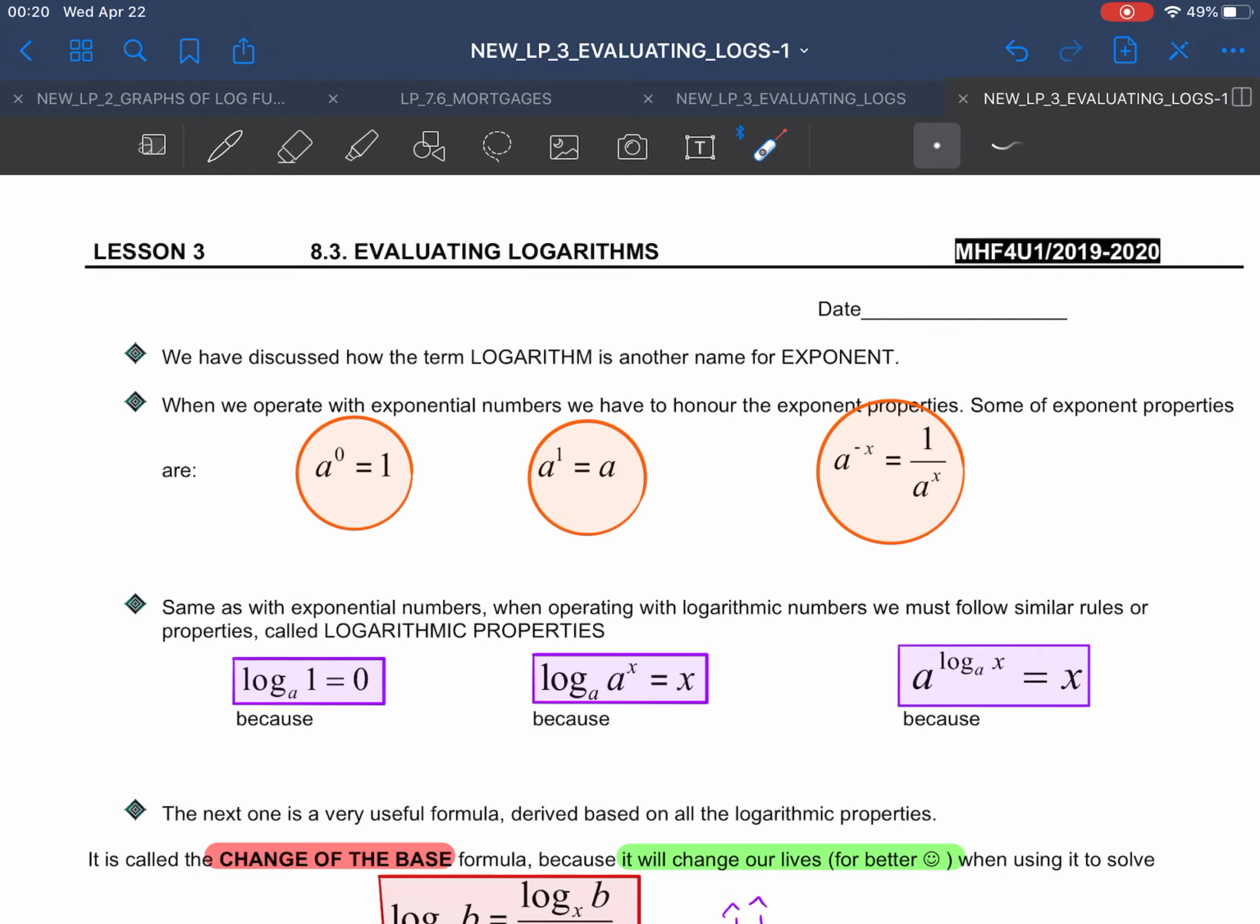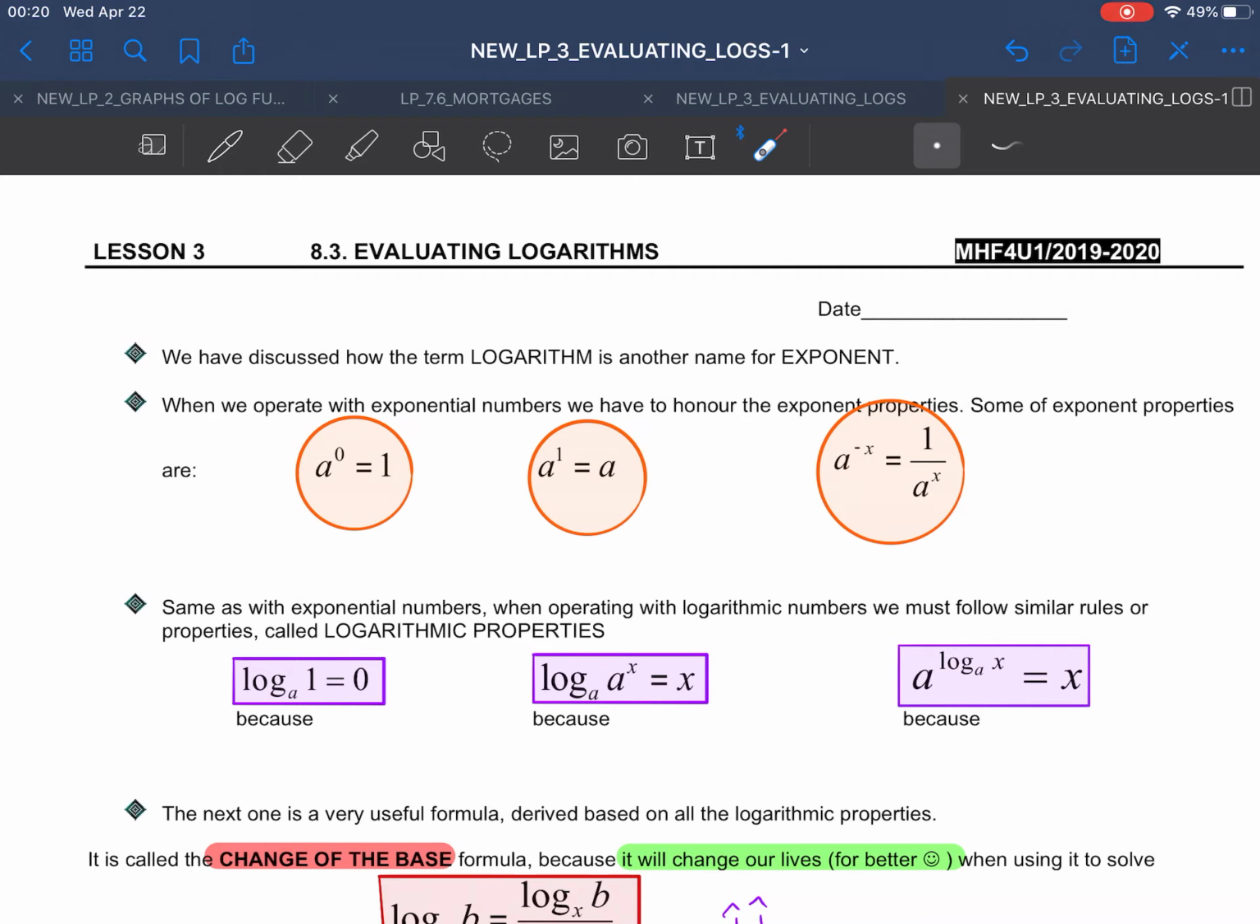There are three main properties of exponents: a to the power 0 equals 1, a to the power 1 equals a, and a to the negative x equals 1 over a to the x. And from here, we derived the properties of log. There are three properties of log.